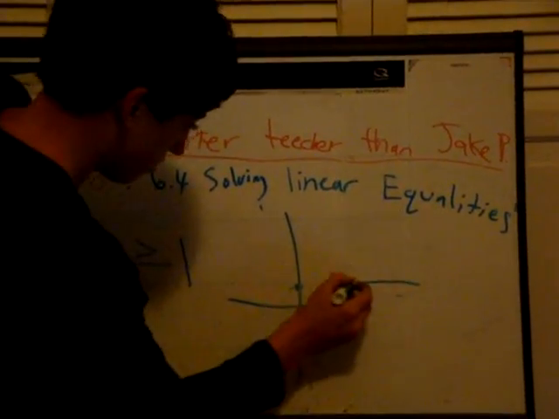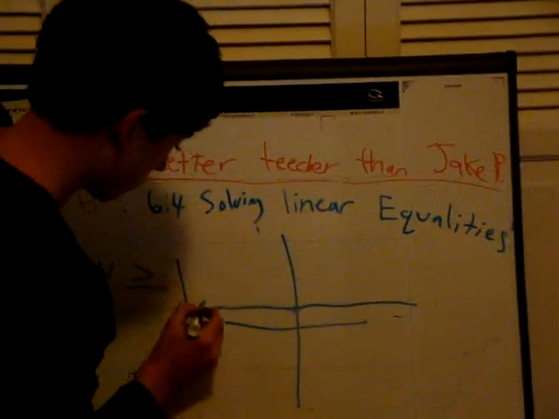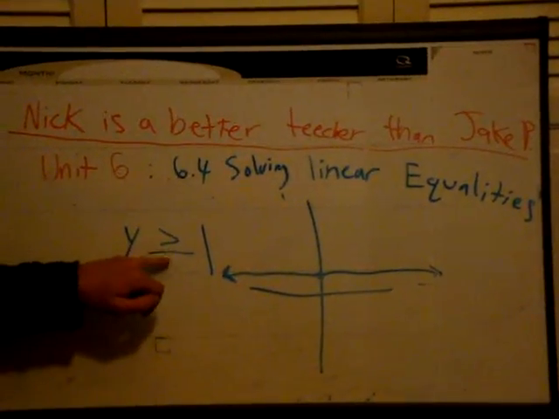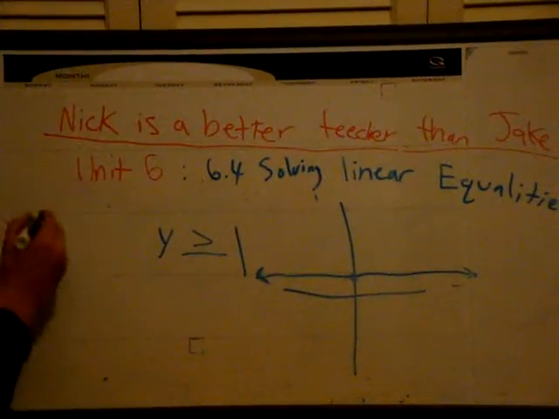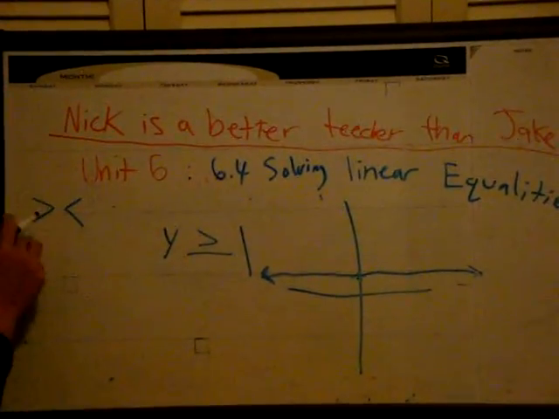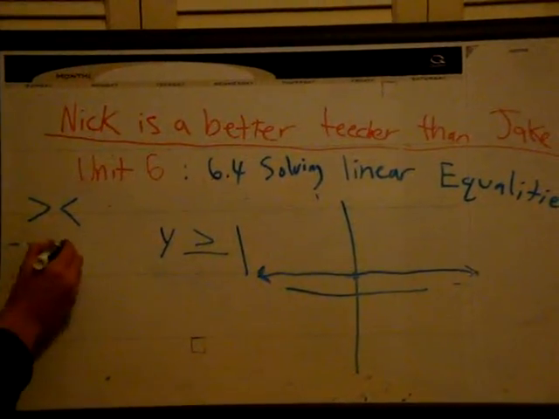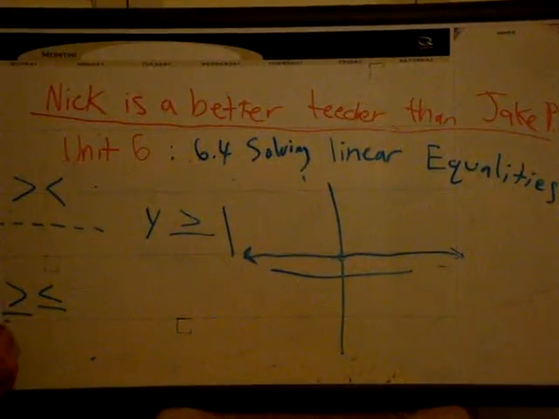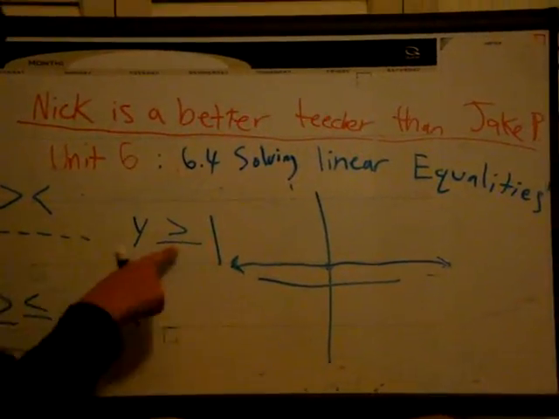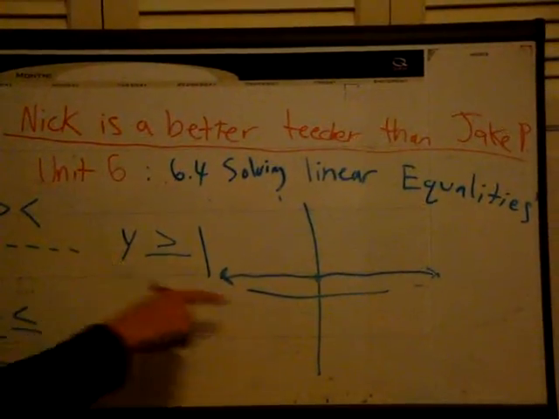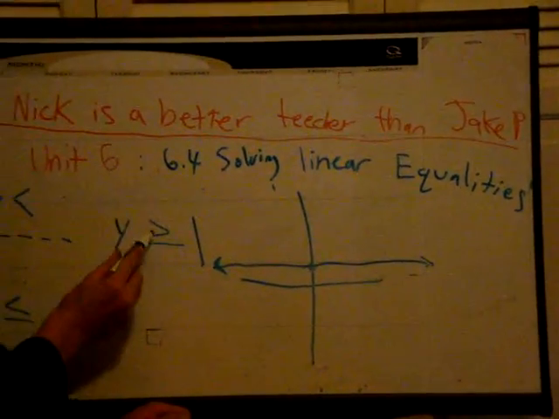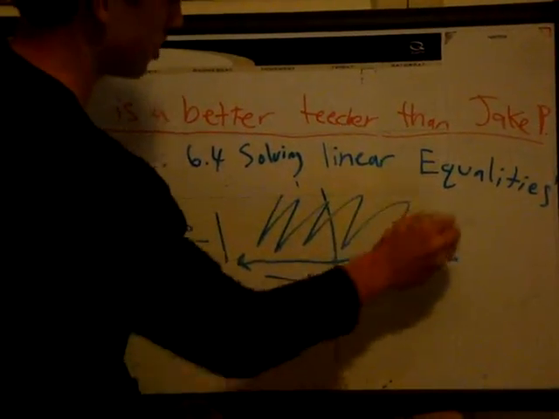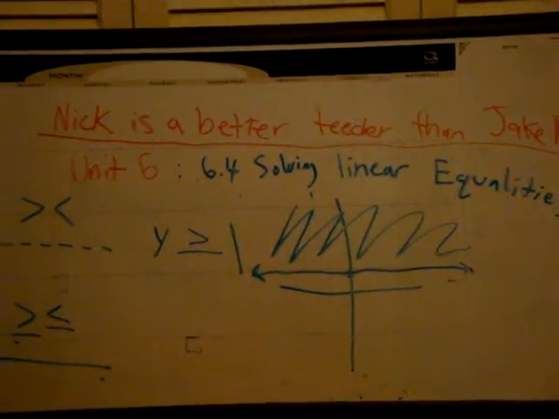This is our line, right? And just for future reference, if it's just greater than or less than, it's a dotted line. But if it's greater than or equal to, or less than or equal to, with the little line under, it's a solid line. Okay? So this one's greater than or equal to, so we got our solid line. And because y is greater than, we shade up. So all this is shaded, and that is our answer.